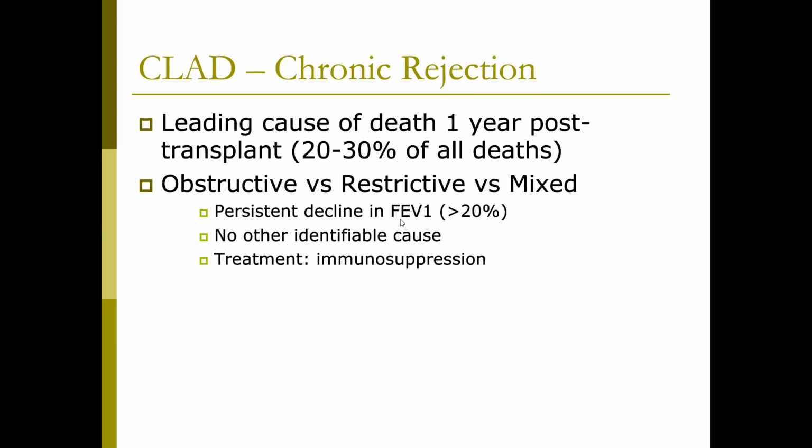Persistent decline in FEV1 greater than 20% will be the sign of chronic rejection. We have to make sure that there's no identifiable cause. Again, rule out infection, rule out CHF, heart failure, rule out PE, and if everything rules out, then we can talk chronic rejection. Treatment is usually immunosuppression, and something that I'm not talking about at all today.